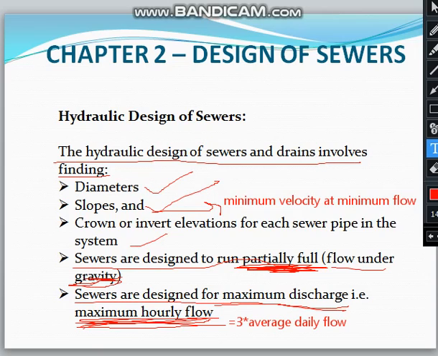Sewers must be checked to ensure that at minimum hourly discharge, the velocity generated should be greater than the self-cleaning velocity. In order to avoid clogging or silting of sewers, it is necessary that sewer pipes be of adequate size and laid at such a gradient as to generate self-cleaning velocities at all possible discharges.